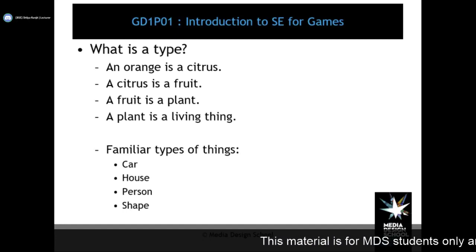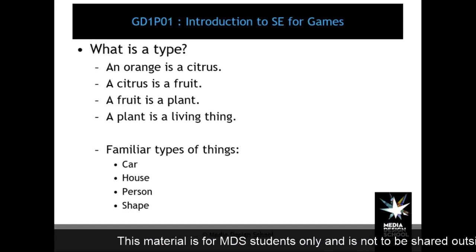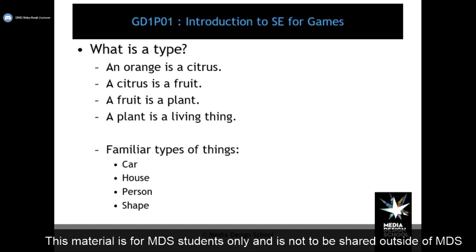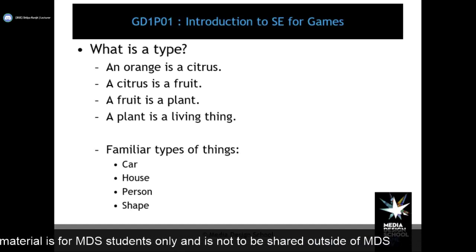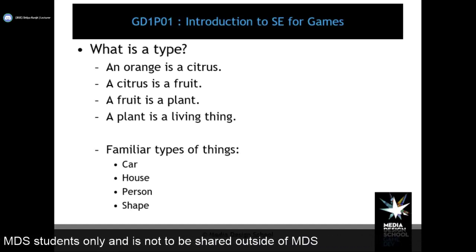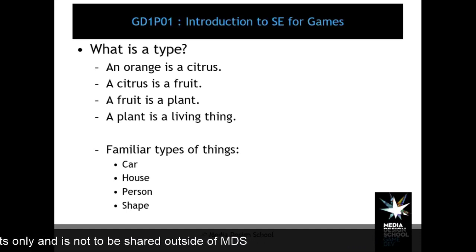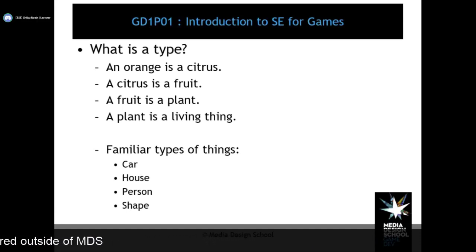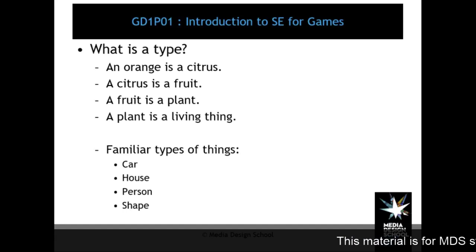Or you've got houses, say an independent house, or a duplex, or a townhouse. So these are classifications that come under house, person, shapes, and so on. Shapes is easier to think of. Under shapes, you can have circles, triangles, squares, and so on.